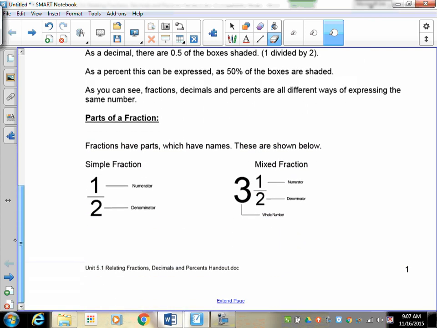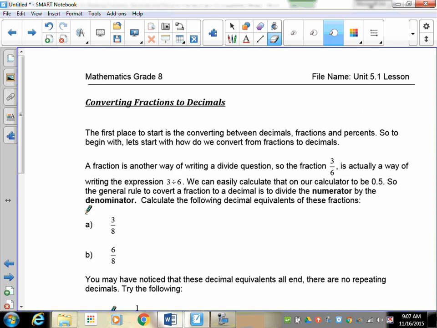So if we start with some of the basics first, fractions, I've got a simple basic fraction here. The top is called the numerator, and the bottom is called the denominator. When we go to a mixed number, or a mixed fraction, we add simply just the whole number in front of it. The numerator and the denominator do not change names. So we're going to be using those things as we go. So our first part is actually called converting fractions to decimals. The first place to start, a fraction is another way of writing a divide question.